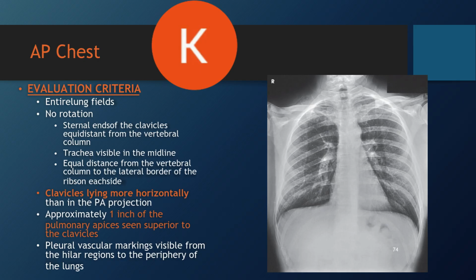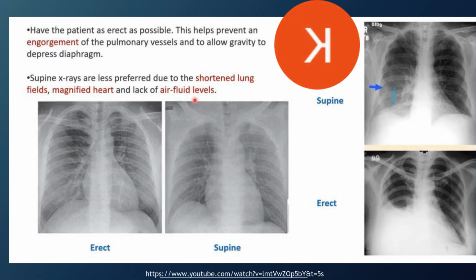Okay, so this looks like the same slide that we had previously, so it demonstrates the same things. Have the patient as erect as possible. This helps prevent an engorgement of the pulmonary vessels and allows gravity to depress the diaphragm. For supine X-rays, these are less preferred due to shortened lung fields, magnified hearts, and lack of air fluids.